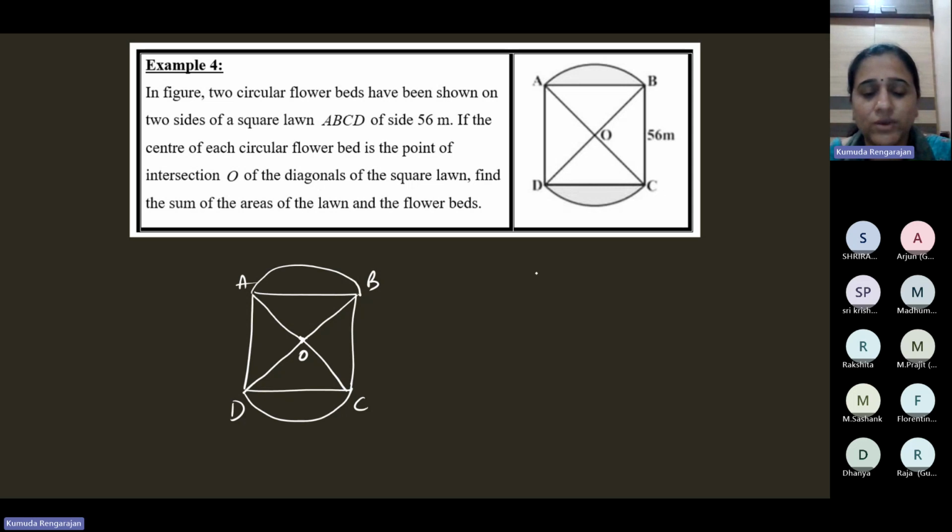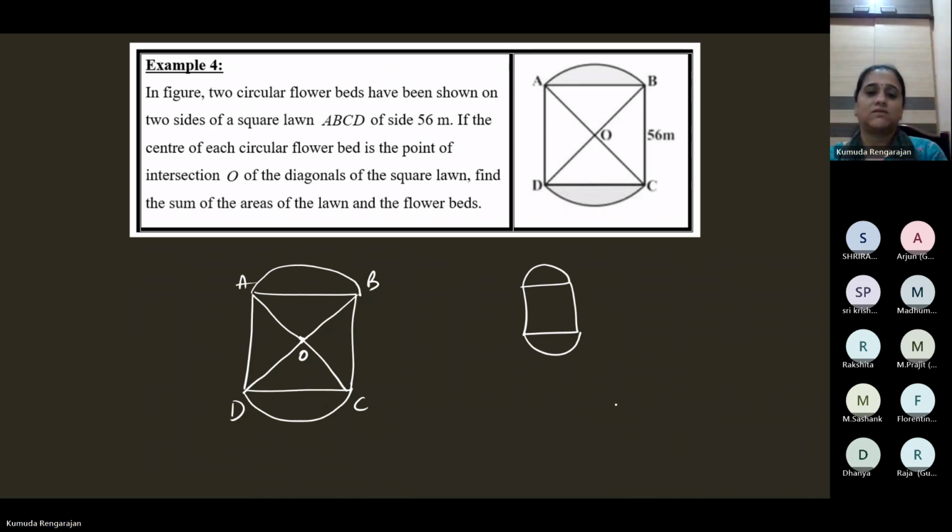That is, we have two things here. We have one square lawn and then the circular flower beds. We need to find this total area. This is the square lawn, and these are the circular flower beds. Find the entire area. That's the question: find the sum of the areas of the lawn and the flower beds.